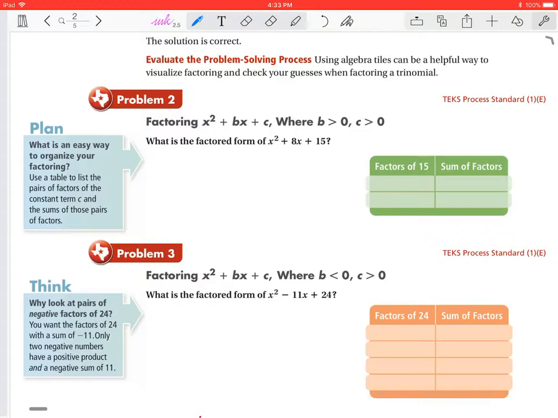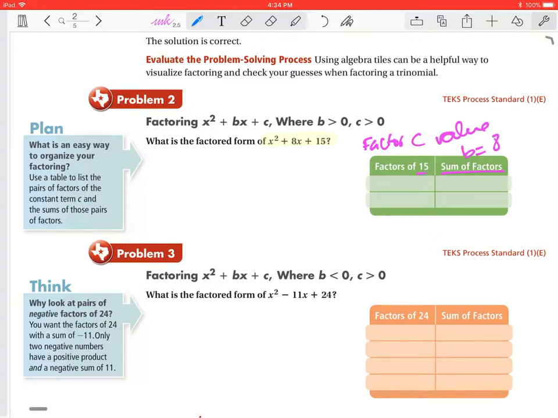Really, the easiest way to organize our factoring is to use a table. We're going to look at our C value and our B value. We're going to look at the factors of our C value, and of those factors, we're going to look at what sum will give us our B value. In this problem, problem number 2, our B value is equal to 8, and our C value is equal to 15.